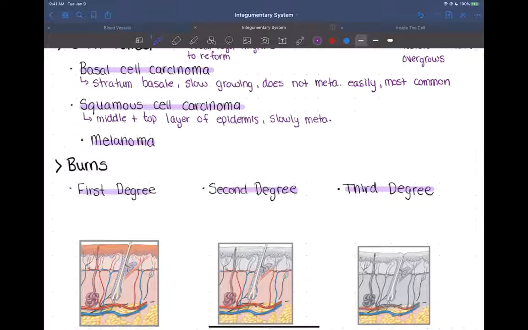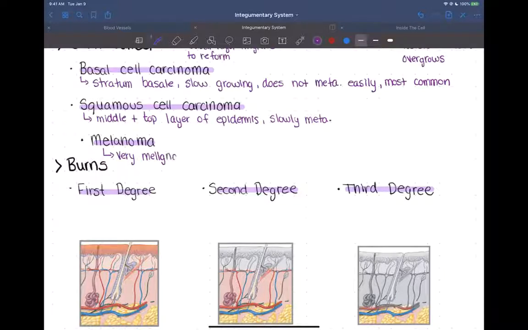Okay. And so this one is kind of like 2 out of 10 cases are going to be squamous cell. Okay, and then lastly, we have the melanoma. So this would be the most severe type of skin cancer. It is extremely malignant. All right, so very cancerous, very dangerous.